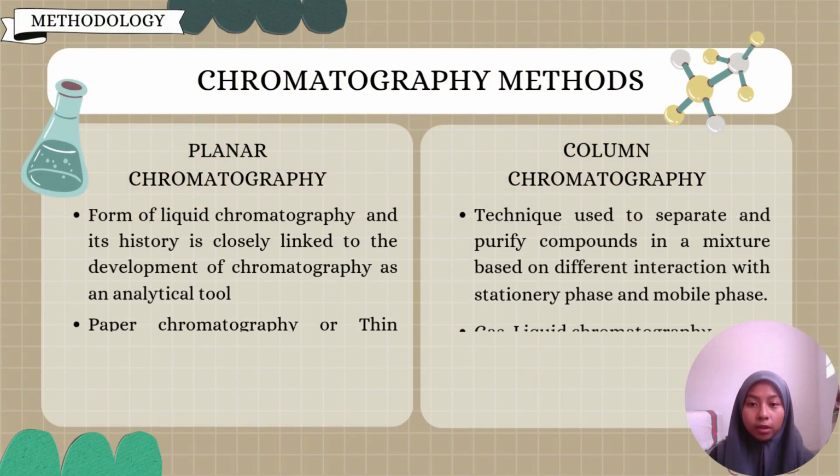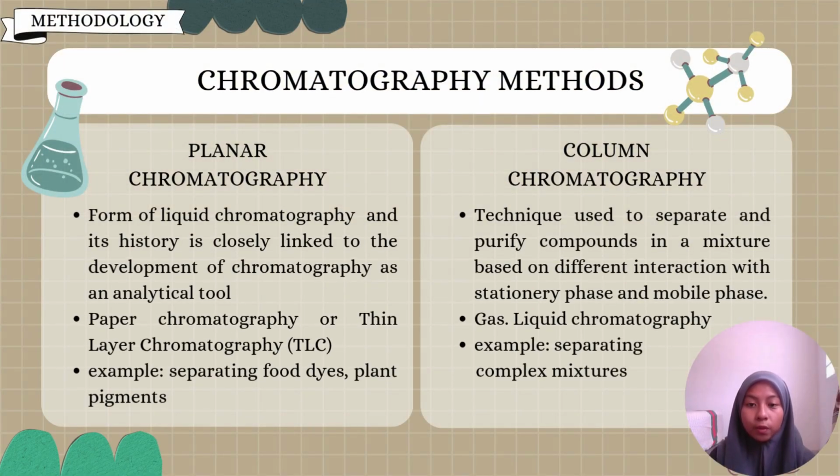Now we will talk about the methods of chromatography. First one is planar and the second one is column. Planar chromatography is a form of liquid chromatography and its history is closely linked to the development of chromatography as an analytical tool. We have paper chromatography and also thin layer chromatography. Column chromatography is used to separate and purify compounds in a mixture based on different interactions with the stationary phase and mobile phase. We have gas and liquid chromatography.